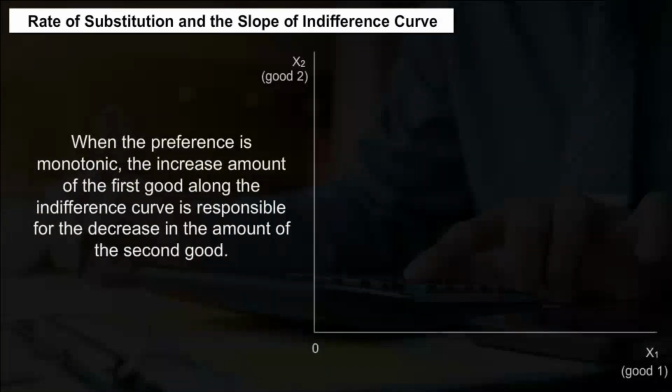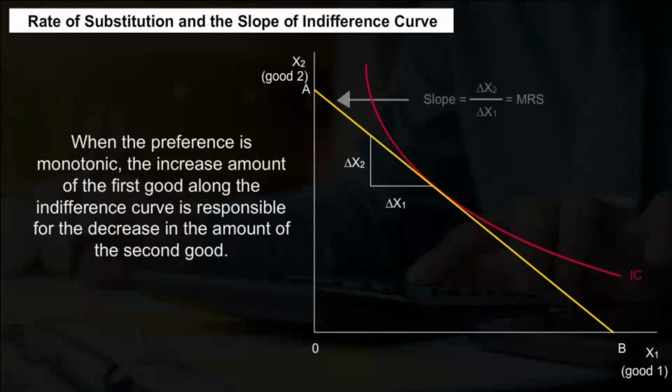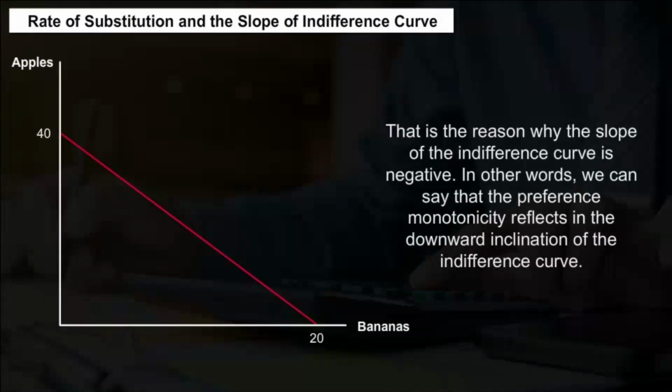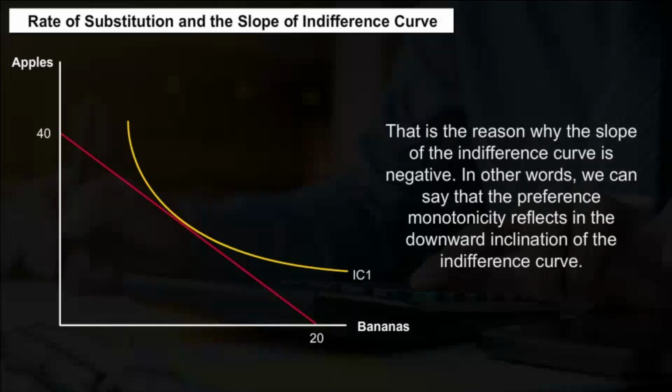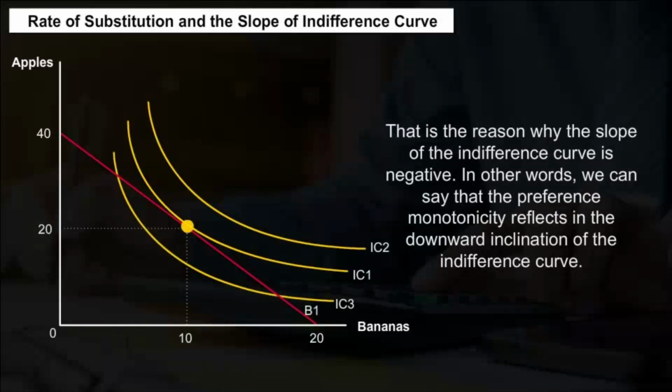When the preference is monotonic, an increased amount of the first good along the indifference curve is responsible for a decrease in the amount of the second good. That is the reason why the slope of the indifference curve is negative. In other words, we can say that preference monotonicity is reflected in the downward inclination of the indifference curve.